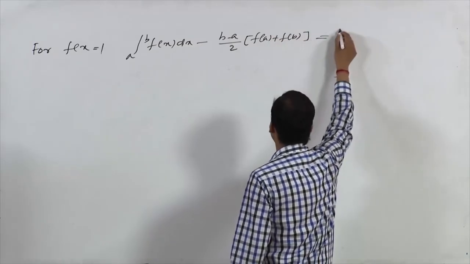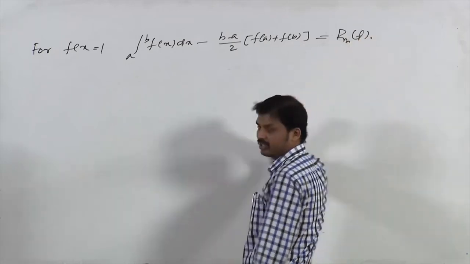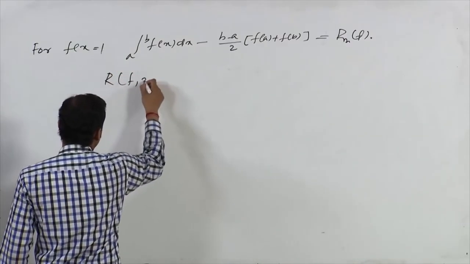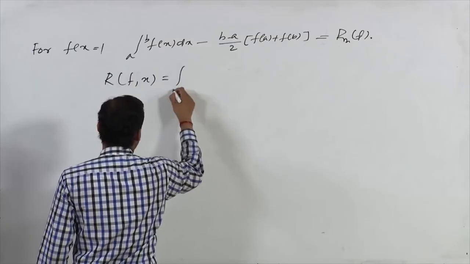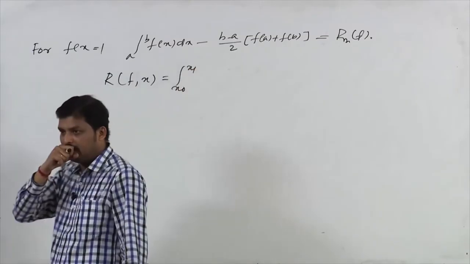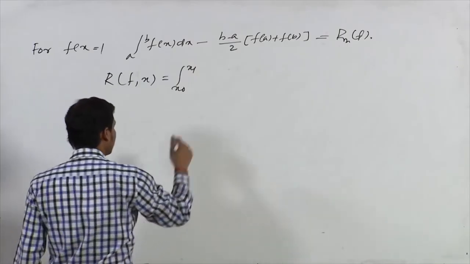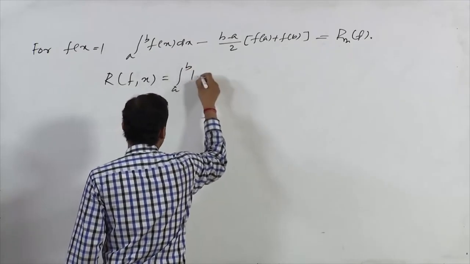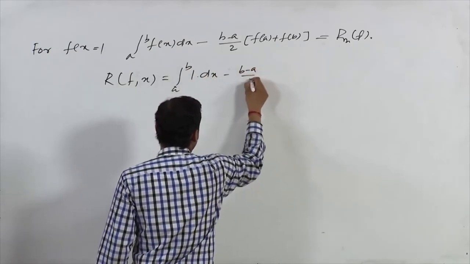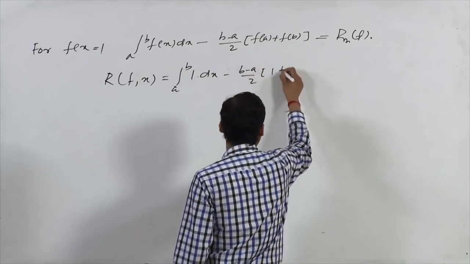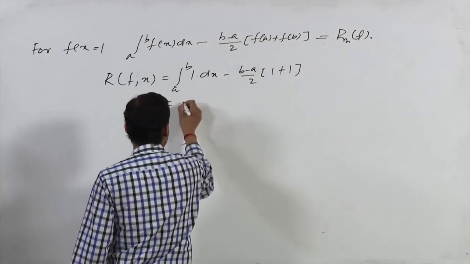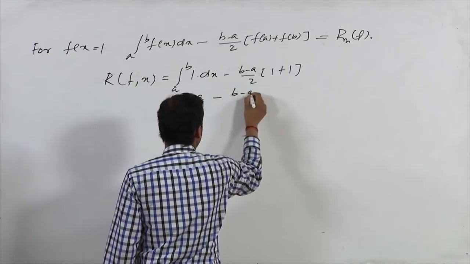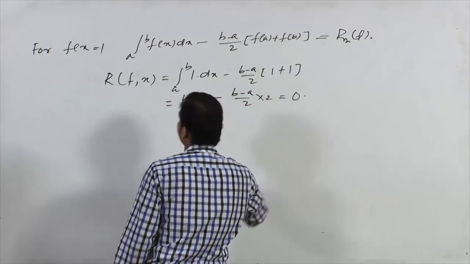What value it provides is nothing but the error function here. So R of f of x can be written as the integral from x0 to x1, or a to b, whatever you want you can write. That is, the integral from a to b of 1 into dx minus (b minus a) by 2. Since f of a is 1 and f of b is 1, we can express this as b minus a minus (b minus a) by 2 into 2. So this gives you 0 here.